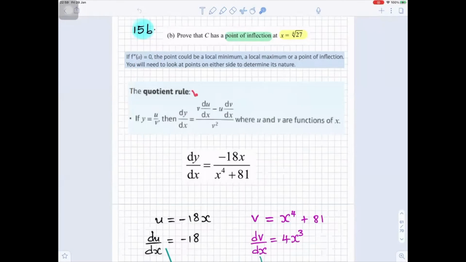And we're going to use the quotient rule. And this is the formula for the quotient rule. So we want to differentiate this a second time. So u is the one at the top, which is minus 18x. v, the denominator, is x^4 plus 81. du over dx, when you differentiate minus 18x, you just get minus 18. When you differentiate x^4 plus 81, differentiate x^4, it gives you 4x cubed. Differentiate 81, you get 0.